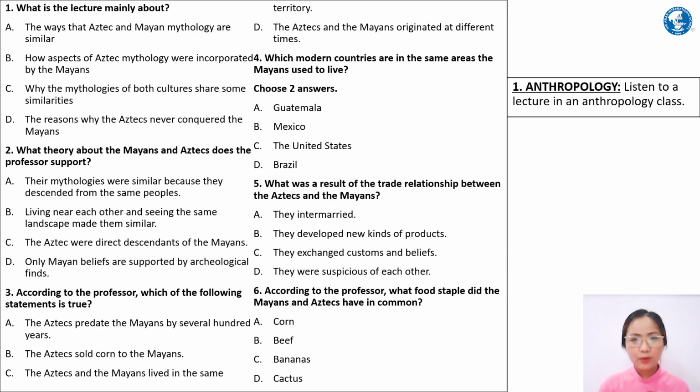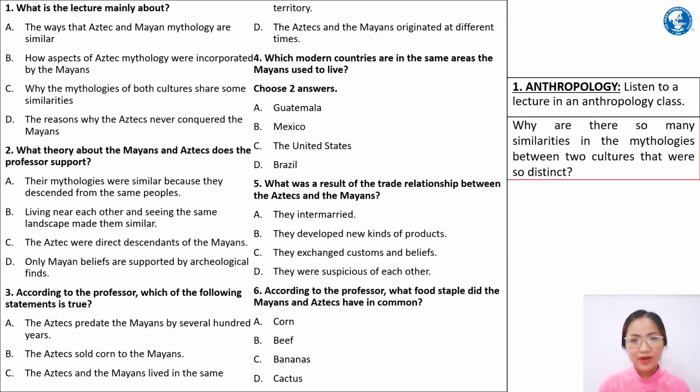Now, question number 1. What is the lecture mainly about? Can you hear this in the recording? Why are there so many similarities in the mythologies between 2 cultures that were so distinct? So the answer for question number 1 is C.